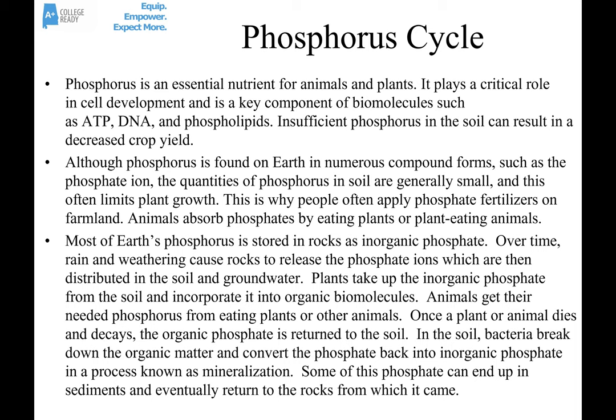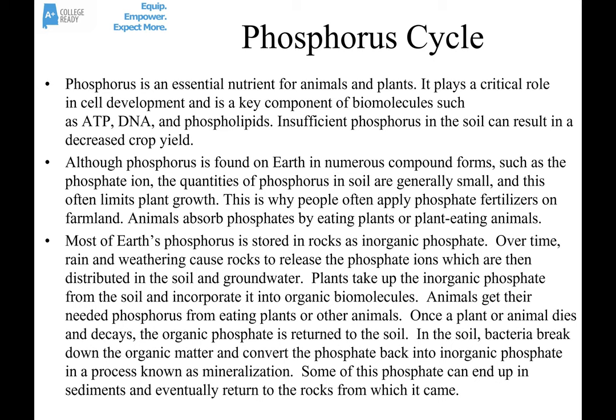Let's also talk a minute about the phosphorus cycle. Phosphorus is also an essential nutrient for animals and plants. It's important in cell development. It's an important part of biomolecules like ATP, DNA, and the phospholipids that make up our cell membranes. Not enough phosphorus in the soil also can slow plant growth.